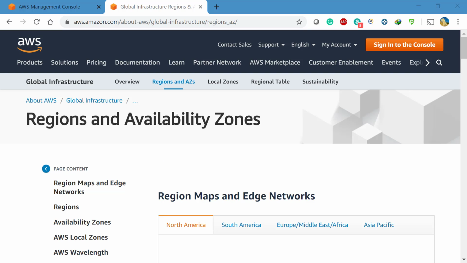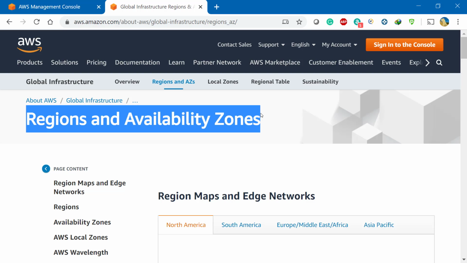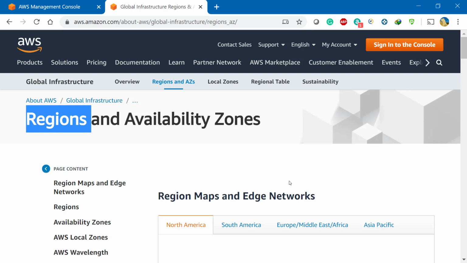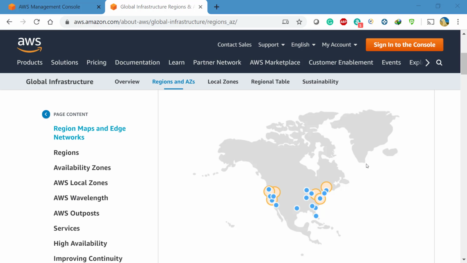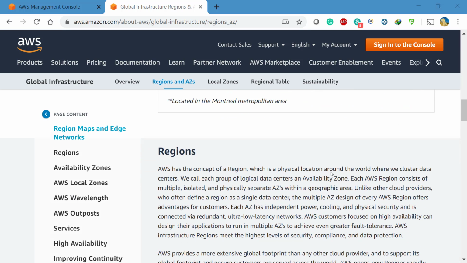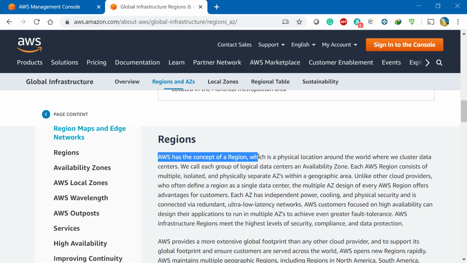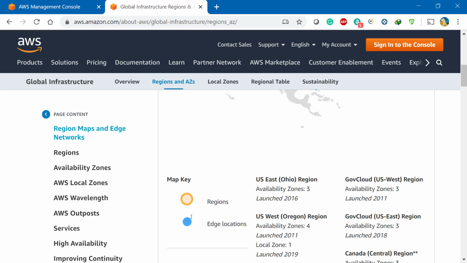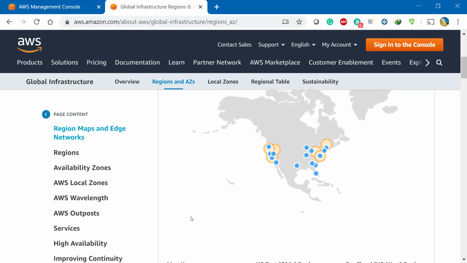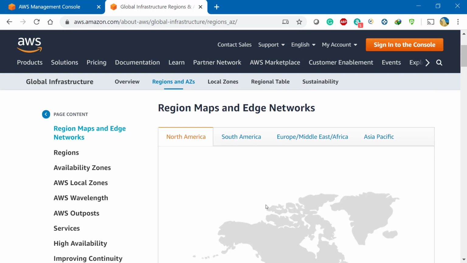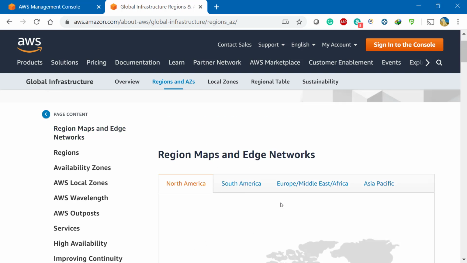So it's better if we go to the official website, and if you go to the official documents of AWS, they have something here, regions and availability zones. Right now we would be dealing with regions. If we scroll down, they tell us that AWS has the concept of a region, which is a physical location around the world where we cluster data centers. This means that whenever there is a region, they have a data center made over there. For example, in North America, these are the regions they have.